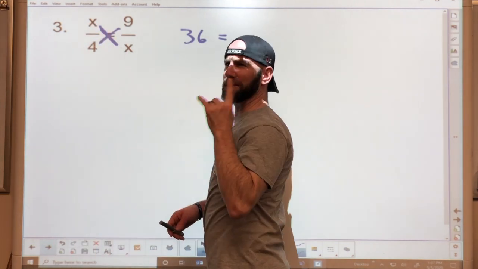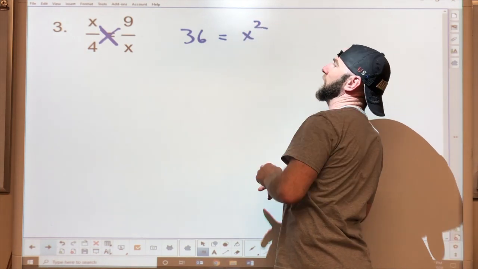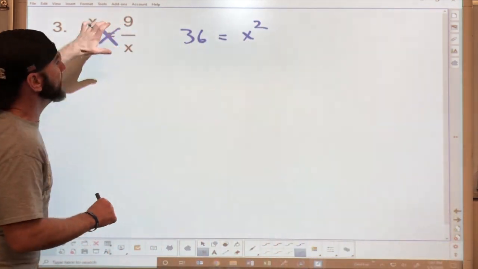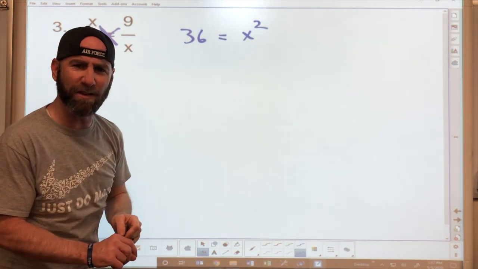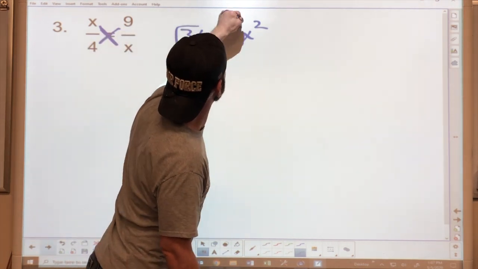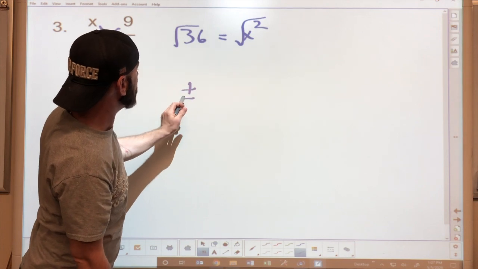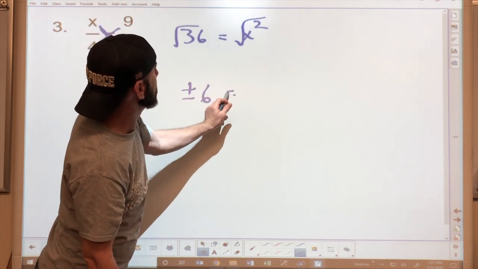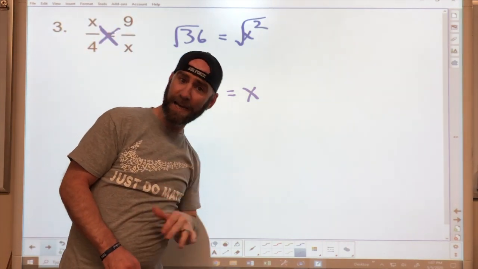What is x times x? X squared. And so now you've changed the proportion into an equation like this. And now you can see, oh, that's easy to solve. Take the square root of both sides. And so the answer is going to be plus or minus 6. So the value of this x can be positive 6 or negative 6.